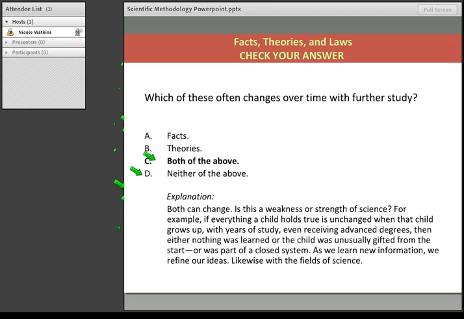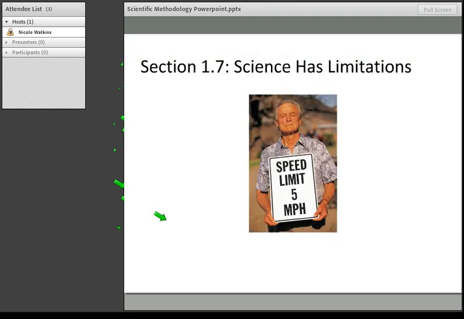Both can change. And because both can change, can we consider this a weakness or a strength of science? Before you answer that, I want you to think about this example. If everything a child holds true is unchanged when that child grows up with years of study, even with that child receiving advanced degrees, then either nothing was learned or that child was unusually gifted from the very beginning or was a part of a closed system. As we learn new information in science, we constantly refine our ideas. Likewise, with all of the fields of science.